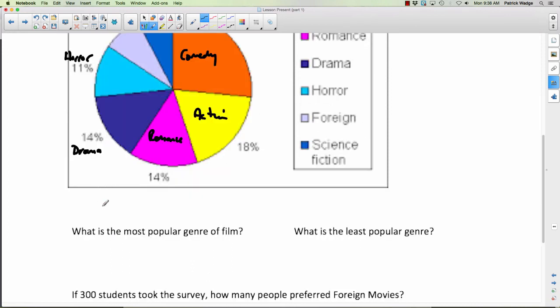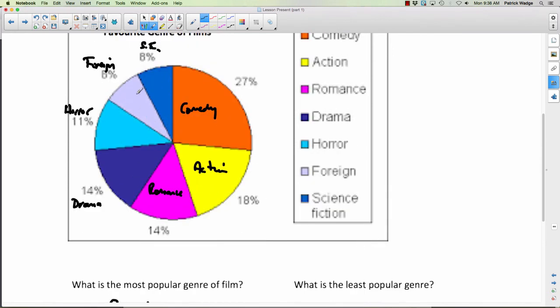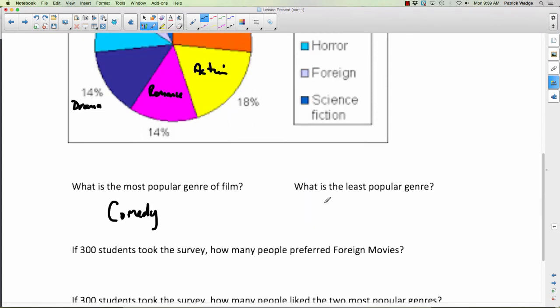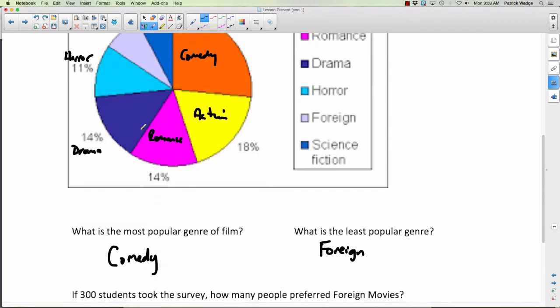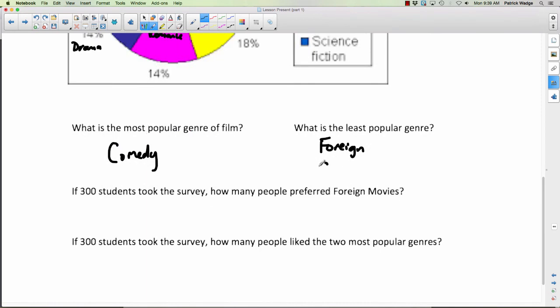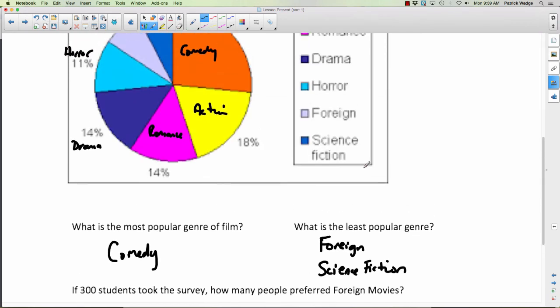Oh, we didn't write it down. The most popular was comedy. I can get that. It's very enjoyable to watch comedy movies. What's the least popular? Well, my eye goes immediately to these two. Which one's smaller? I got to look at the numbers. Oh, they're the same. The ones that are least popular are foreign films. Oh, what a shocker. Students don't like foreign films. And this is surprising a little bit. Science fiction. Boy, imagine if it was a foreign science fiction movie. No one would want to watch it. So those are the least popular genres.